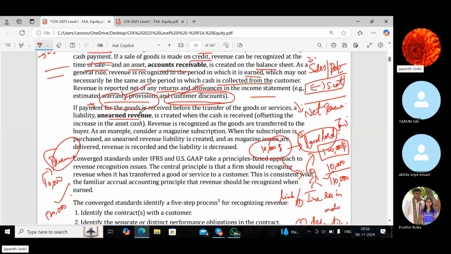Revenue is recognized as the goods are transferred to the buyer or you provide the service. As an example, consider a magazine subscription. When the subscription is purchased, an unearned revenue liability is created, and as the magazine issues are delivered, revenue is recognized and the liability is decreased. So when you provide the service, your liability goes on decreasing.